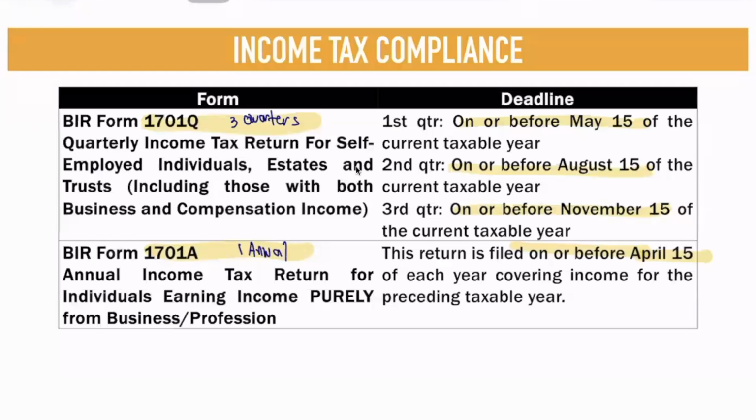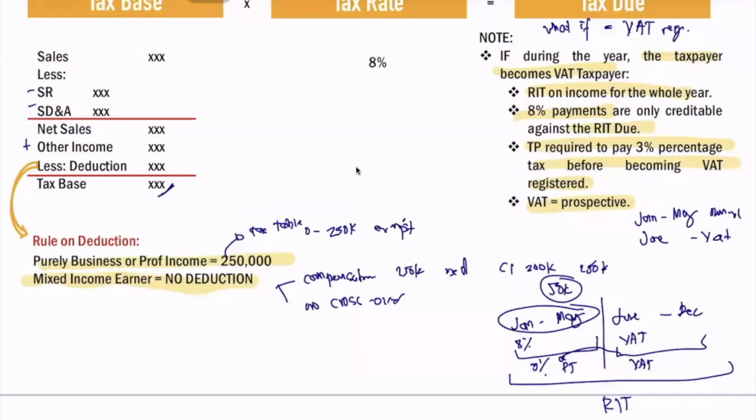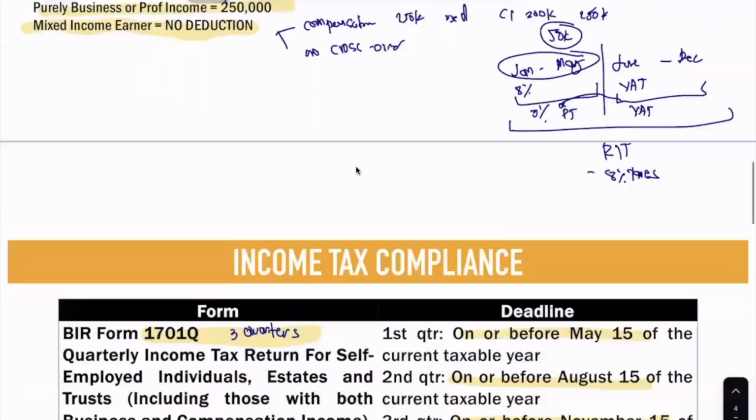Okay? So, dito sa business or professional income, madali lang naman siya. Basta alam nyo kung whether it is subject to 8% or RIT. At anong effect if ever within the year, naging VAT na siya. Tandaan yung effect niya, magiging taxable siya ng RIT for the whole year. Yung 8% creditable lang yon. Tapos, kailangan niya magbayad ng 3% percentage tax before becoming VAT registered. Furthermore, VAT will become prospective only or from the time you are subject or from the time you have registered as VAT.